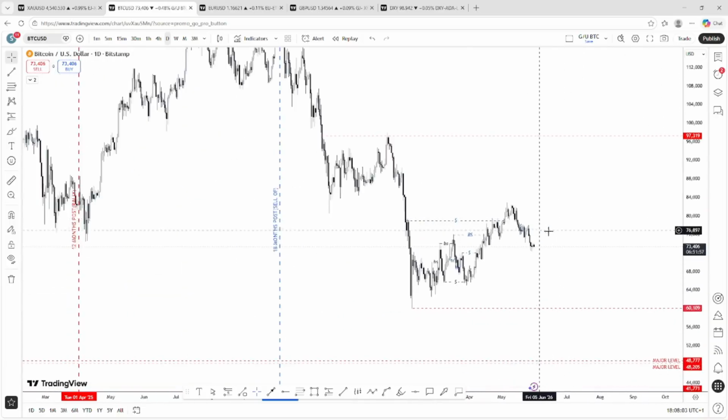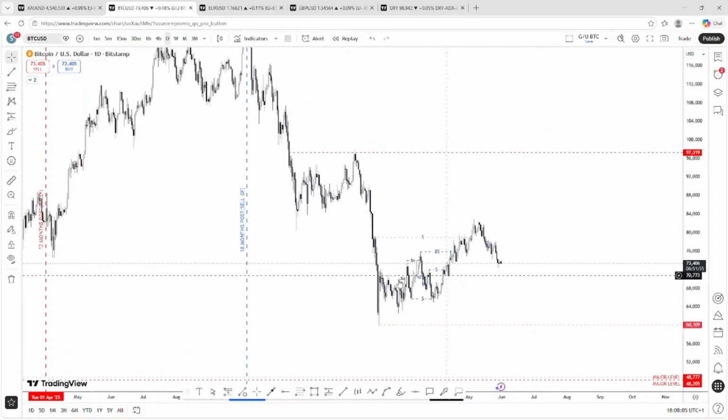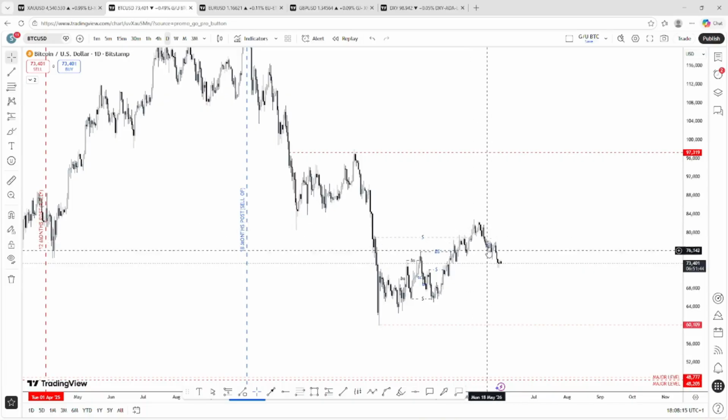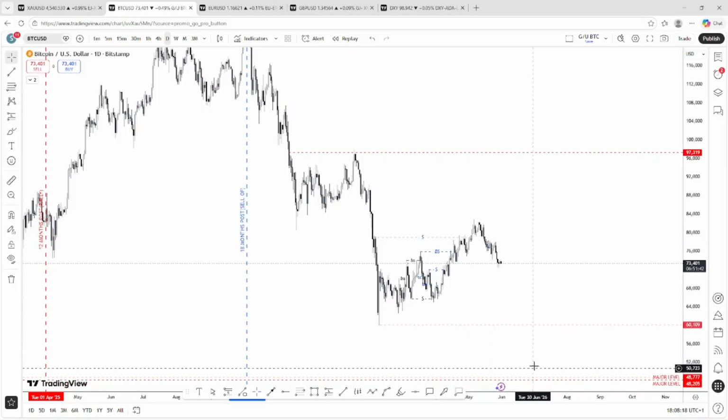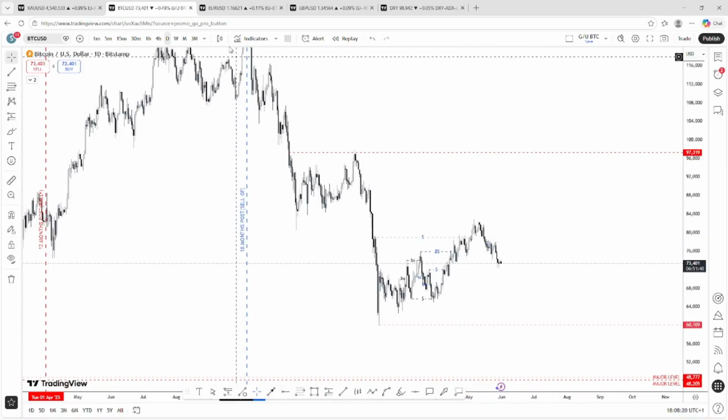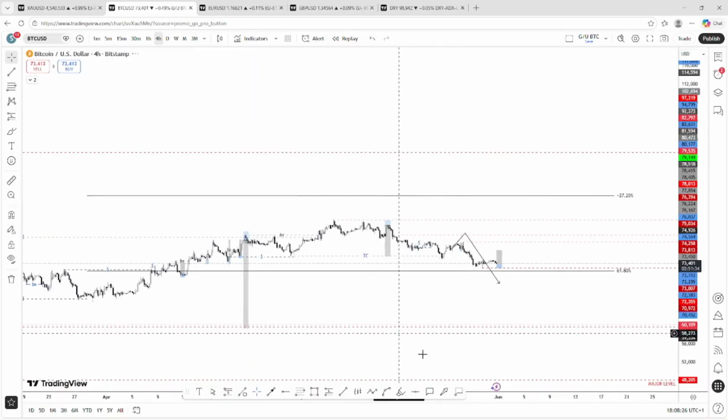On the daily time frame, we can see that we are currently trading in this dealing range. After this retracement, I'm anticipating that we can get a flash to the downside, and that is my daily time frame analysis. Let's head to the 4-hour time frame.